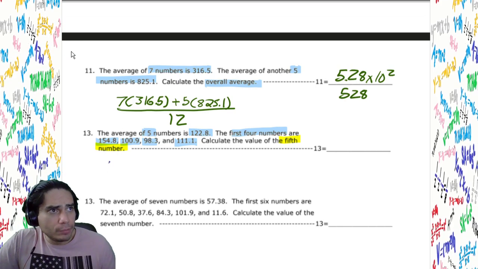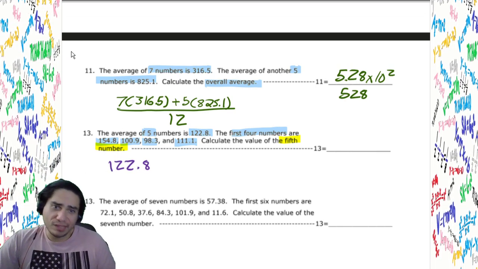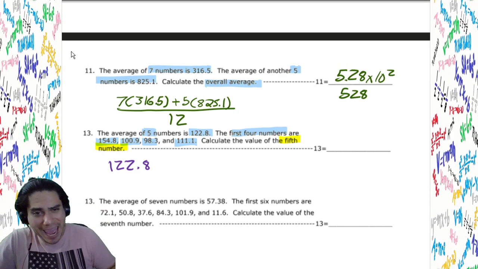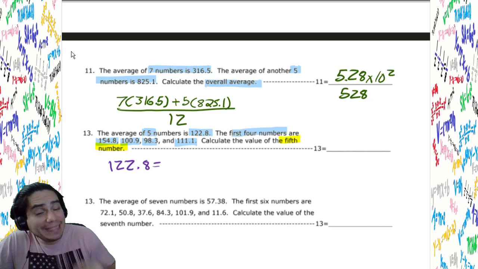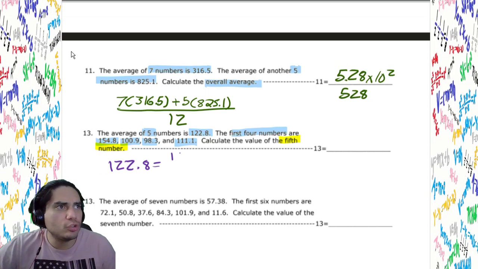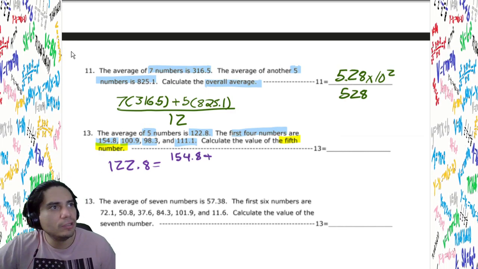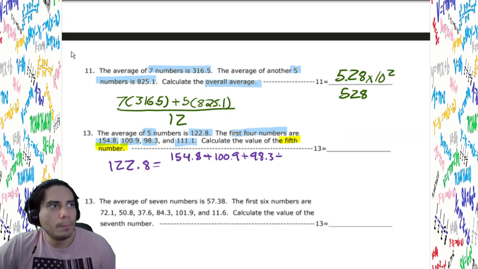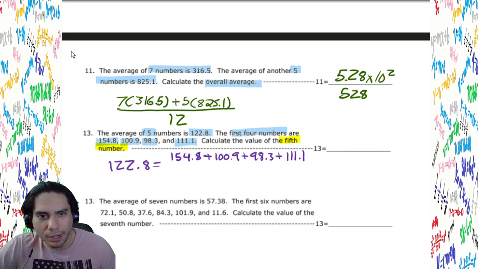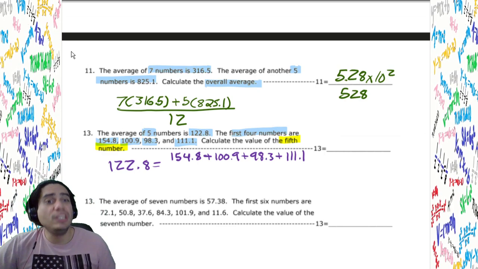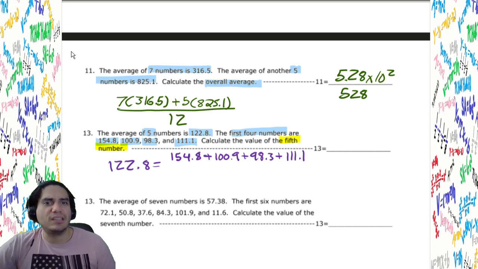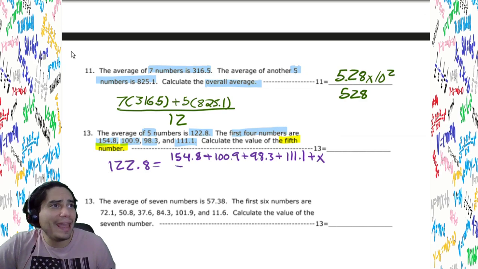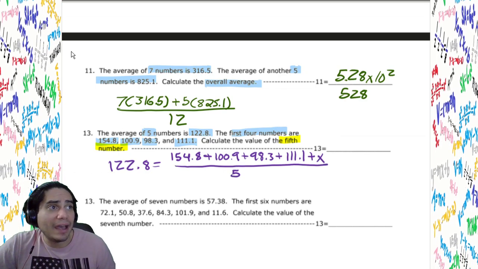We know the average of the 5 numbers is 122.8. That's our answer. But we got to work backwards. So we're going to get that number here, and that equals, well, what's that equal to? Well, it's going to equal 154.8 plus 100.9 plus 98.3 plus 111.1. But that's only 4 numbers here. We need to find the average. But wait a second, there were 5 numbers here. So we're missing something. We're gonna add the letter X. And at the end, divide by 5, all right?